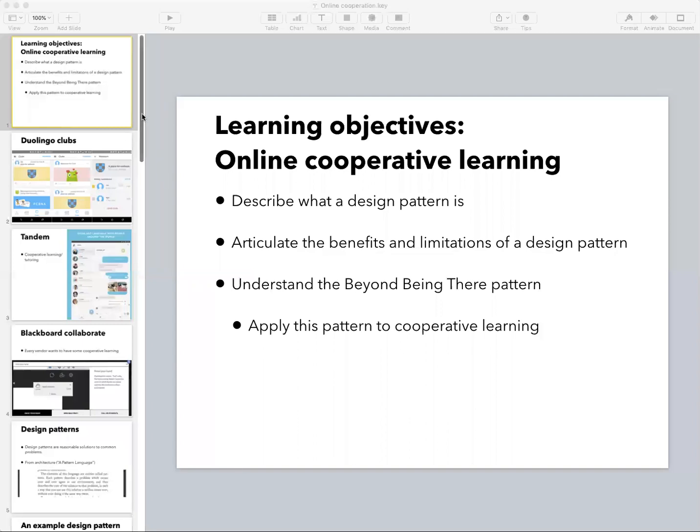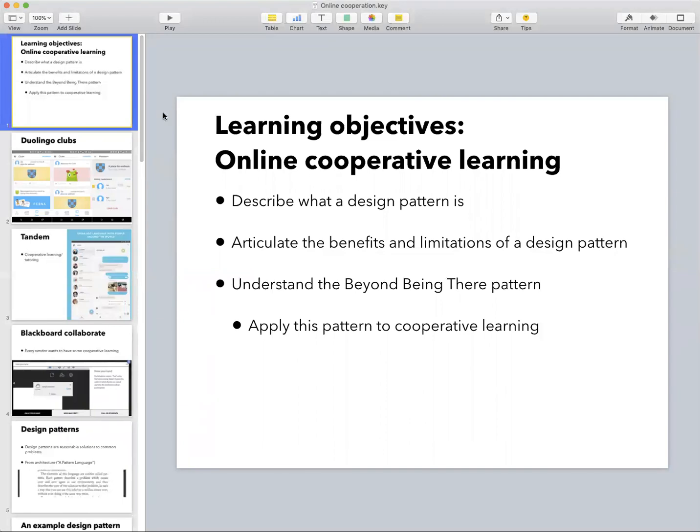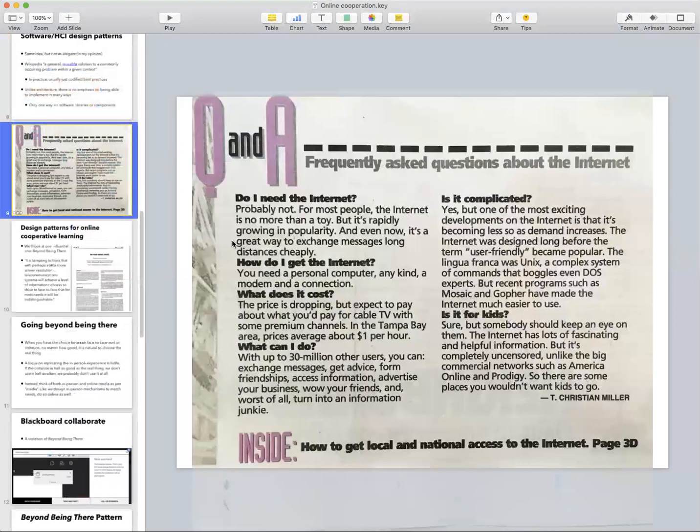And at the time, the internet was just a twinkle in some researchers' eyes. It wasn't quite the mainstream thing that we see today. In fact, I pulled up an old magazine article on what the internet looked like at that time. Here is a Q&A about the internet. There's only 30 million other users, for example, not the billions of people that we have online today. And there's only a small set of things that you can do. And for example, it says, is it complicated? Yes, it is complicated because it's so new.